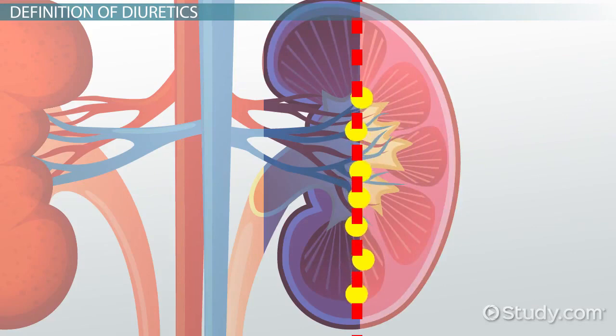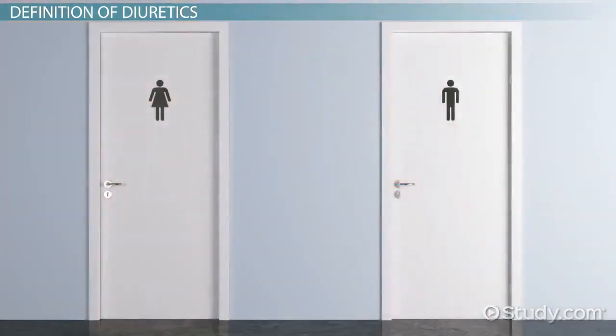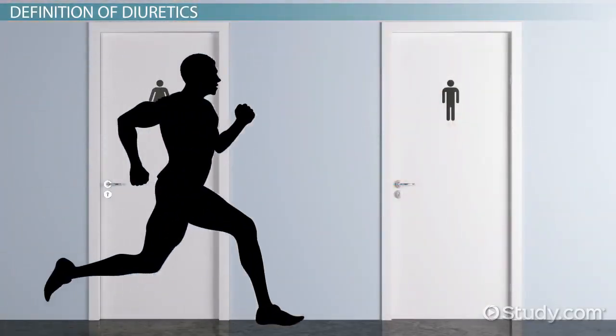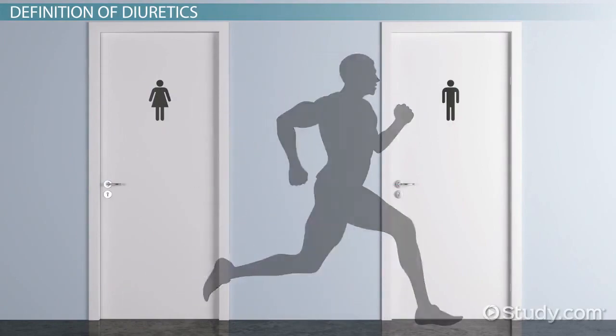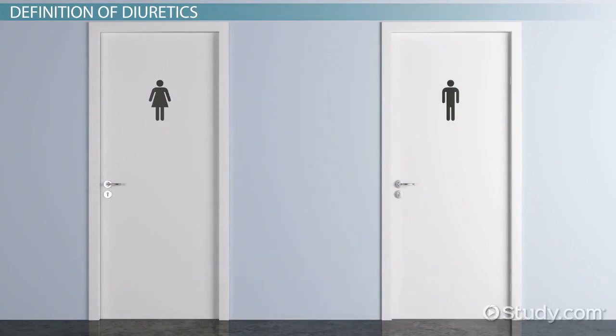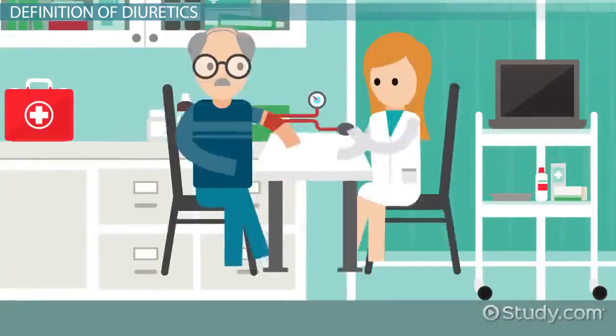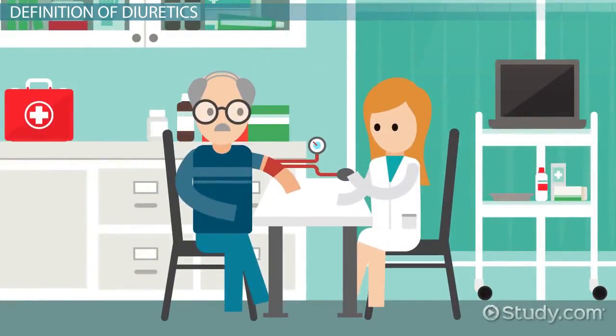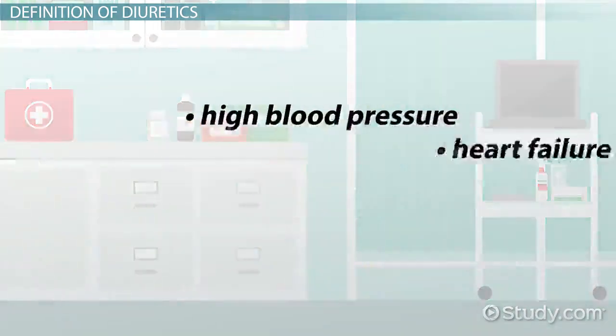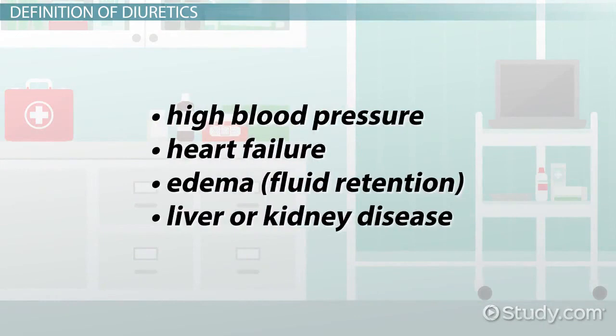If the electrolytes are not reabsorbed into the body, but stay in the urine, then voila! The water stays in the urine and is excreted as well, thereby decreasing the amount of overall fluid in the patient. There are several reasons a healthcare provider may wish to decrease the overall volume of liquid in a patient, including high blood pressure, heart failure, edema, fluid retention, and liver or kidney disease.